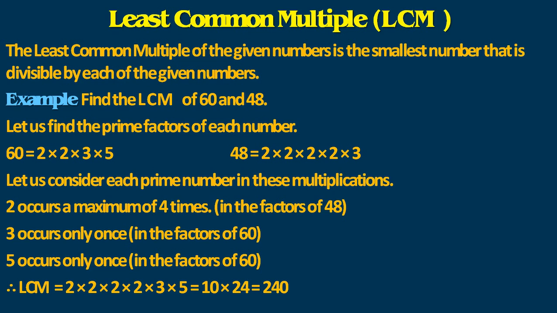Now in 60, you have 2 into 2. But that 2 into 2 is common because in 48 there are 4 times 2. So LCM now becomes 4 times we'll multiply by 2, 3 we'll multiply once, and 5 we'll multiply once. And now the LCM is 10 into 24, that is 240. So the LCM of the two numbers, 60 and 48, is 240.